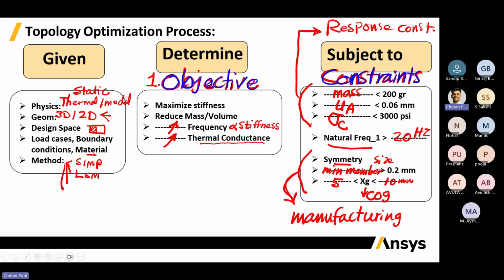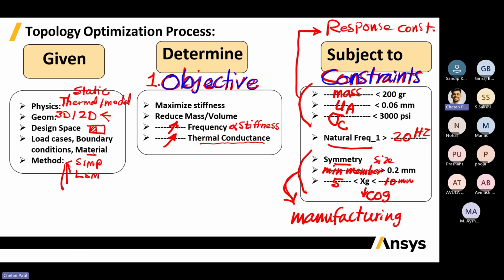Then later on, if you are performing a modal analysis, that is a frequency based simulation, then you can define these as a constraint over here as well, that whatever the first mode should be achieved, or the 20th mode should be achieved, whatever mode value you are considering.